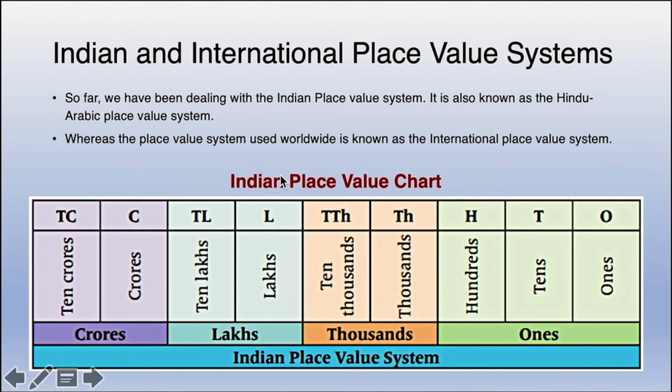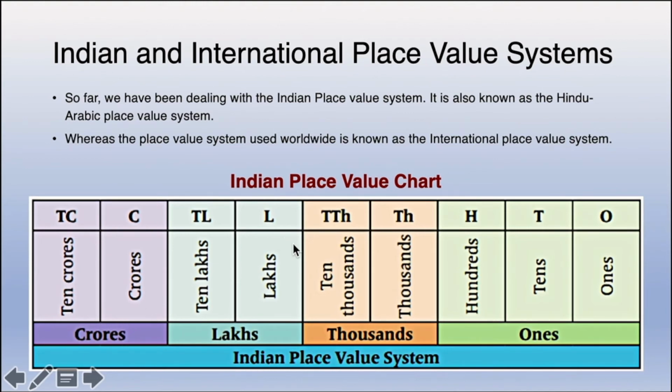So over here we have the Indian place value chart. This consists of the places ones, tens and hundreds belonging to the ones category known as the ones period. Then we have thousands and 10,000s places belonging to the thousands period. Then we have lakhs and 10 lakhs, these two places belonging to the lakhs period. Then we have the places crores and 10 crores belonging to the crores period.